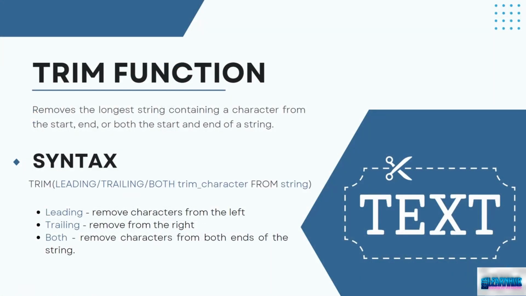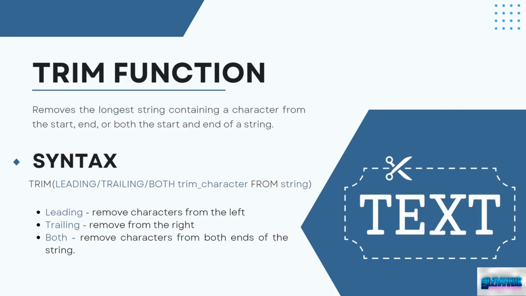Another way of trimming characters in PostgreSQL is the trim function. With the trim function, you can remove the longest string containing a character from the start, end, or both the start and end of a string. This means that you can apply ltrim, rtrim, or both using this function, but its syntax is just a bit longer, which is composed of TRIM in capital letters, open brackets, LEADING, slash, TRAILING, slash, BOTH in capital letters, space, trim_character, space, FROM in capital letters, space, string, close brackets.